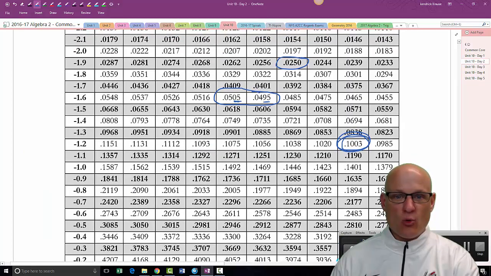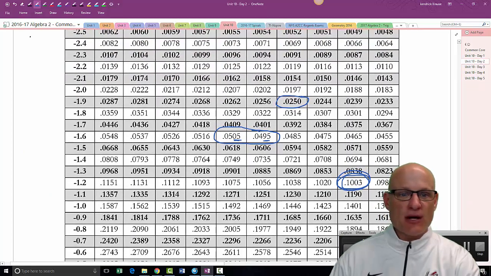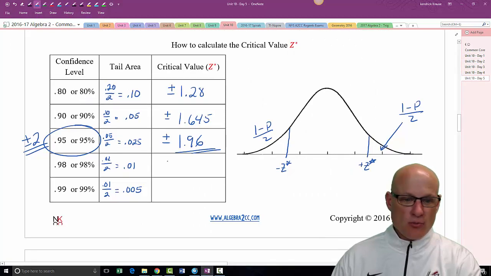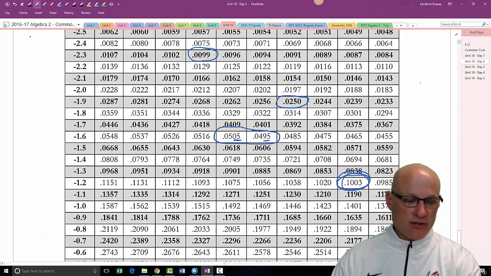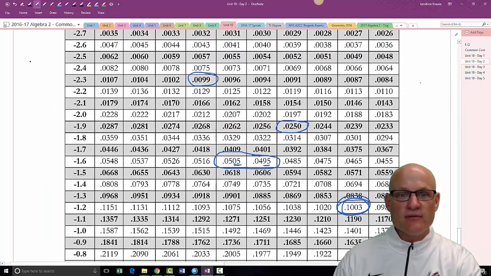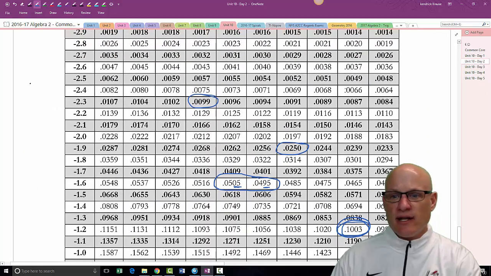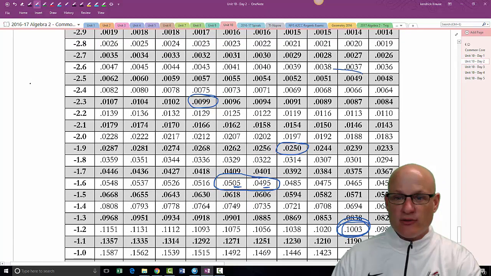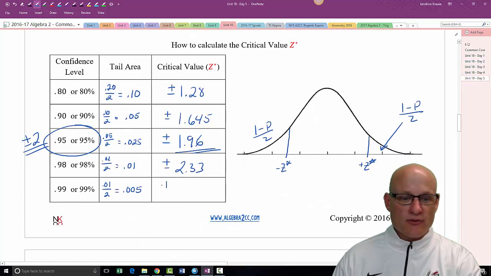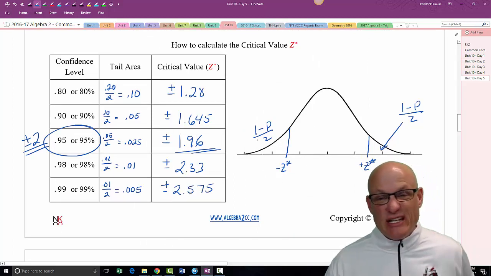Now we're looking for 0.01. And that's probably this one right here. I'm going to guess that's plus or minus 2.33. And this last one's going to get funky. Let's see what that one is. What are we looking for? 0.005. And that would be right in the middle between these two. So that would be 2.575, plus or minus 2.575. So those would be our Z-star scores.